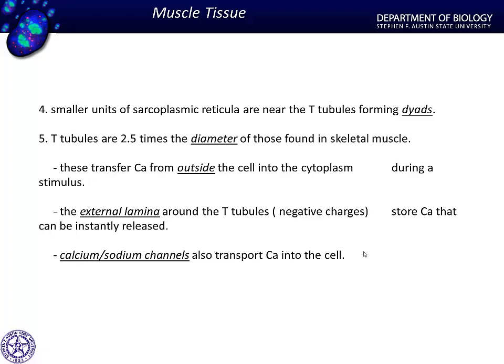Now remember, we are going to have this connective tissue around our cardiac muscle. The endomysium is essentially going to be our external lamina, similar in many regards in composition, almost identical to the basement membrane.